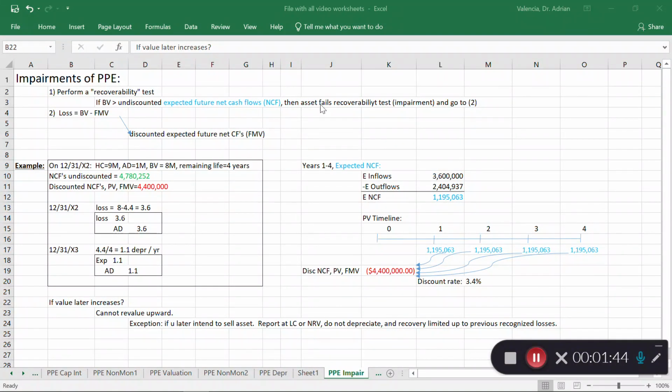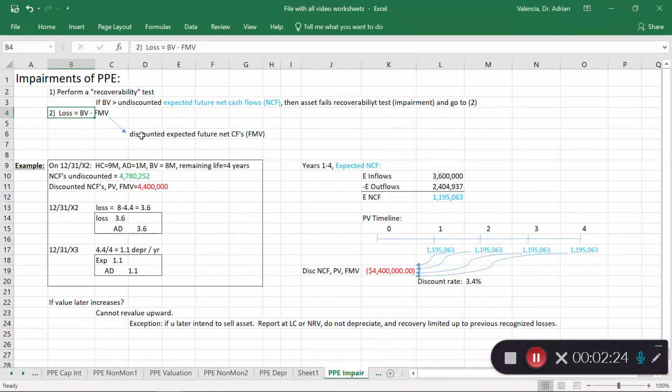So once you determine that it has failed the recoverability test, then you go to the second step to actually compute the loss itself. That's step 2 here, where you compute the loss that needs to be recognized on the books. And the loss is going to be based on the fair market value, not just the undiscounted cash flows. For the test itself, we use undiscounted net cash flows. For the loss, we compare the book value to the fair market value. And the fair market value is nothing more than the discounted net cash flows.